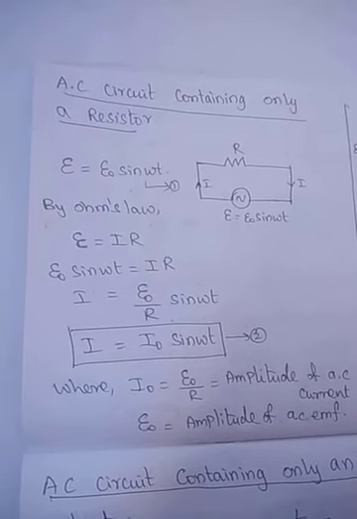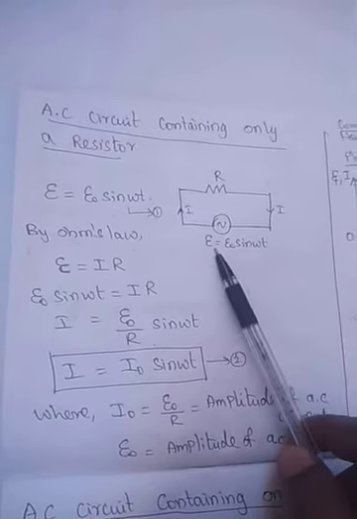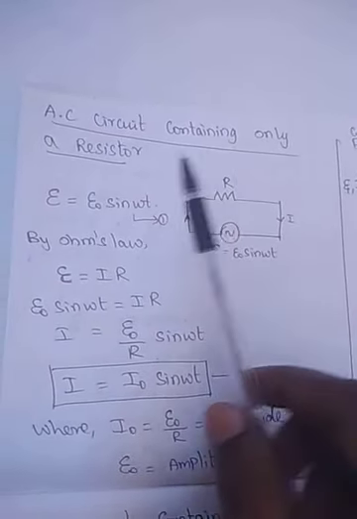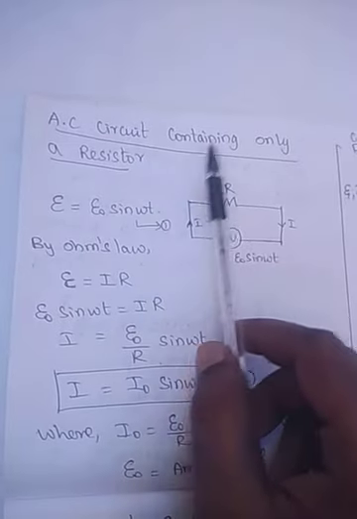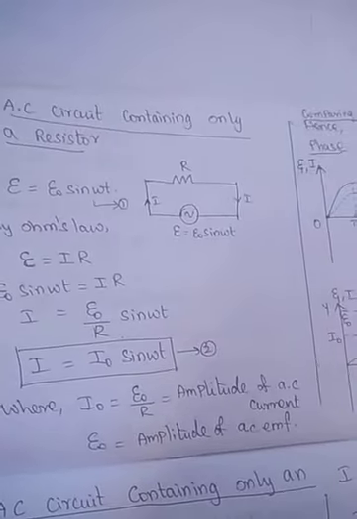In this session, we are going to see what will happen when we supply the alternating EMF to the resistor, capacitor and inductor. So now we are going to see the AC circuit containing only a resistor, that is, an alternating current circuit containing only the resistor.